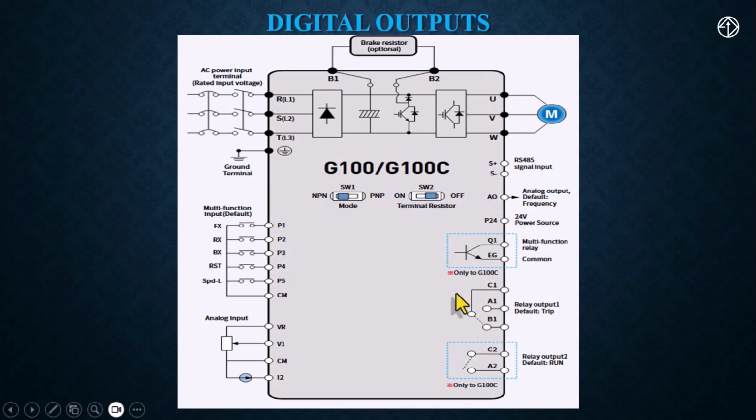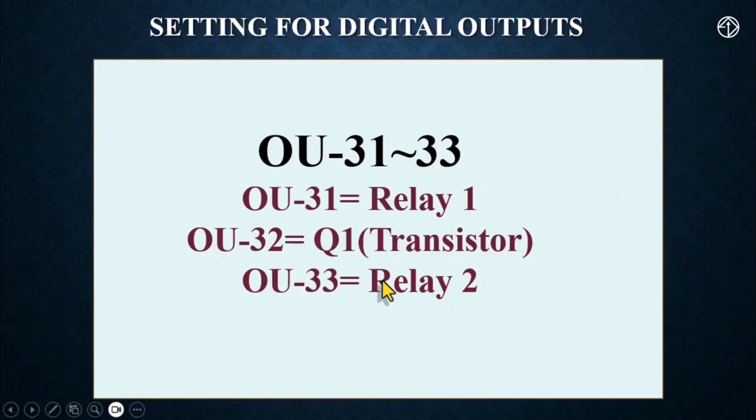But what settings do we need to make for the digital outputs of the G100 inverter? To configure the digital outputs, such as the relay and transistor outputs, we need to enter the OU parameter group, which relates to the outputs of this inverter. In parameter OU31, you can assign a function to relay 1, in OU32 for the transistor output, and in parameter OU33 for relay 2. But how should you set these parameters?